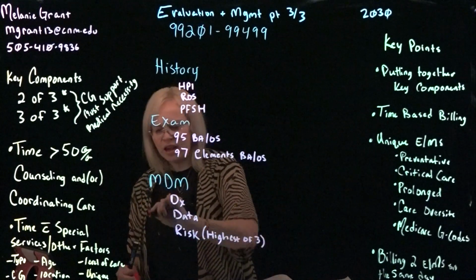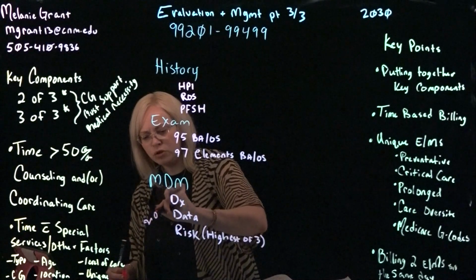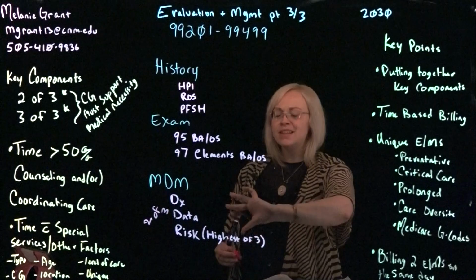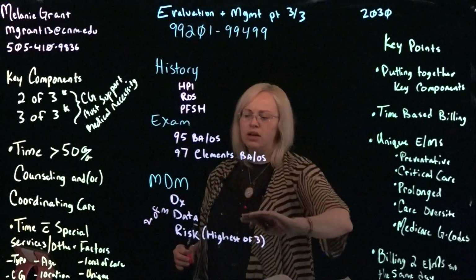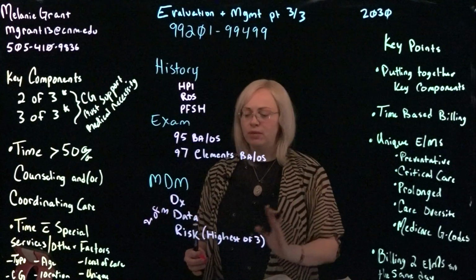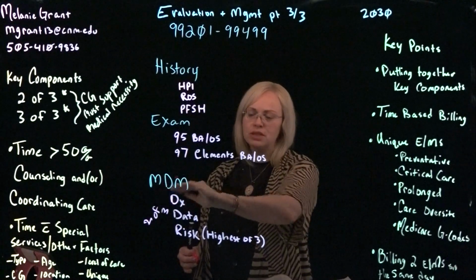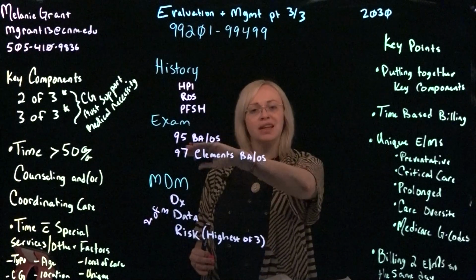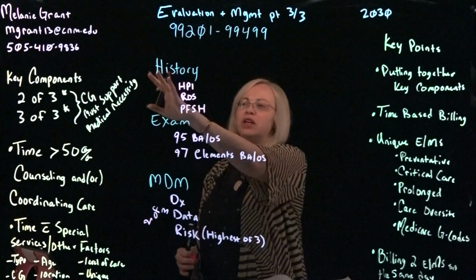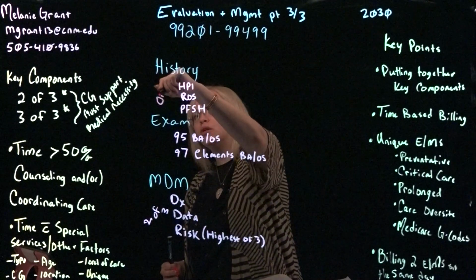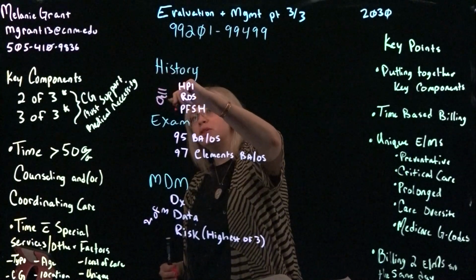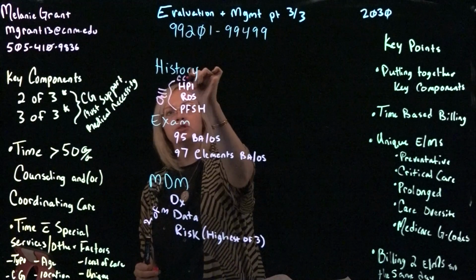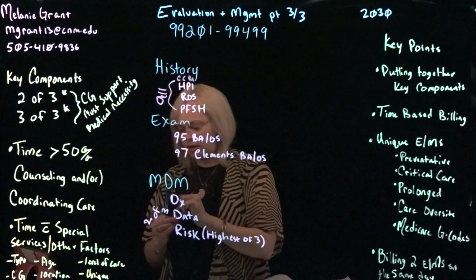For medical decision making, you take 2 of the 3 categories that are of the same level to determine the overall medical decision making. For the exam, you look at specific elements or body areas and count how many apply. And for history, you have to have all areas within the same category. And don't forget, of course, your chief complaint, which is required.